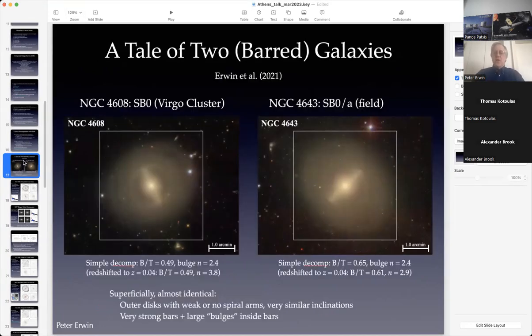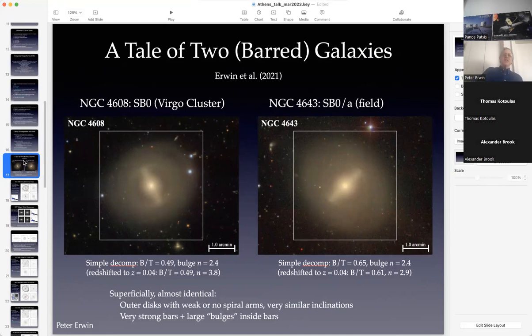Okay, so let me start off by doing a detailed analysis of 2 galaxies from our sample. I'm doing this partly because we've already published this analysis, where you can read about it in Erwin et al. 2021. But it's interesting as an example of 2 galaxies which on the large scale look very, very similar and yet turn out to have rather different central structures.